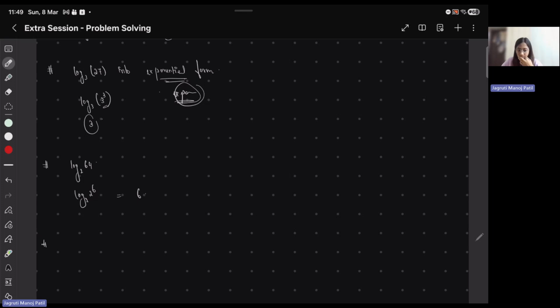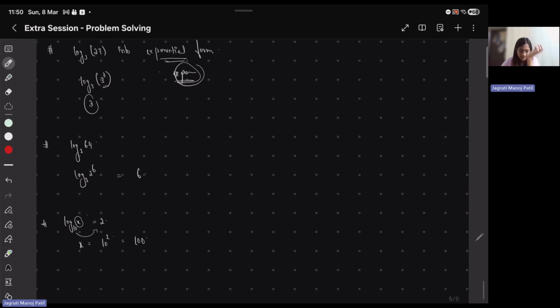Next one, log base 10 of x is given as 2. So you need to solve for x. So how will you do it? You know that this is the answer that you're looking for. So this goes here. So 10 raised to 2, which is nothing but 100. Okay, that's it.